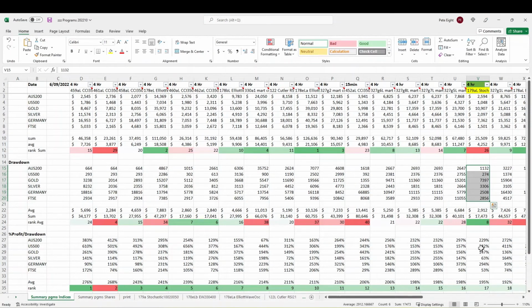And then lastly, we look at the profit over drawdown percentage, and that's a total of 195 in terms of profit over drawdown. So that ranks 17th overall amongst our programs tested to date. You can reference some of these other programs we've tested in the past from my previous videos.